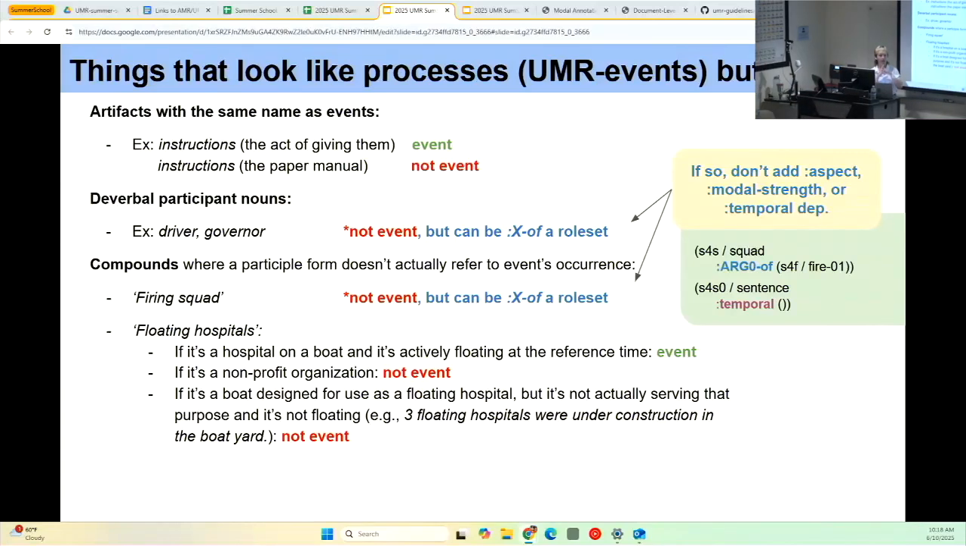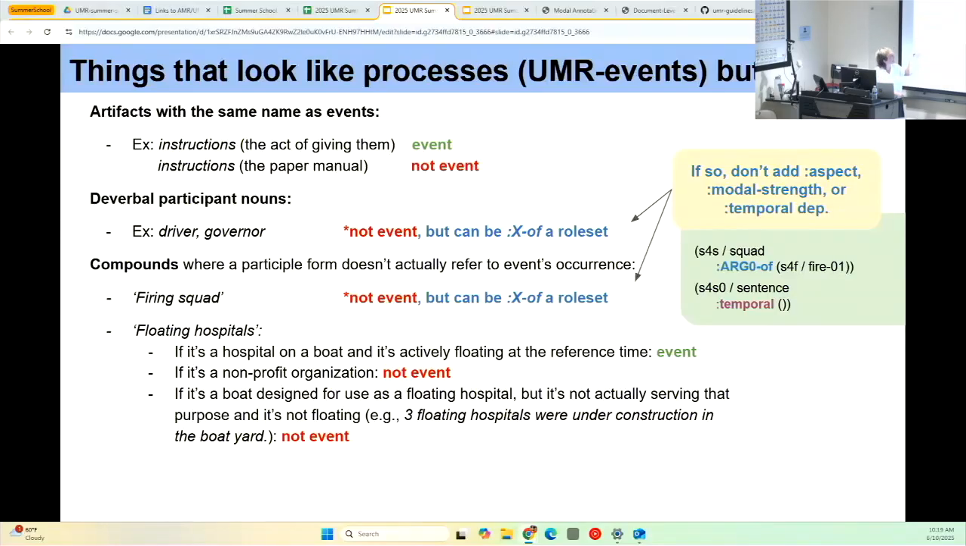So the word instructions is ambiguous in English between referring to the event itself or like a paper artifact, like an instruction book. If it's the act itself of giving instructions, it's an event. If it is the paper manual, obviously it is not an event. Even though the way you would annotate it would be like the paper booklet, it'll be like thing, instrument-of, Instructo 1. That Instructo 1, even though you're using the rule set, you don't have to give that Instructo 1 modal strength annotation or aspect.